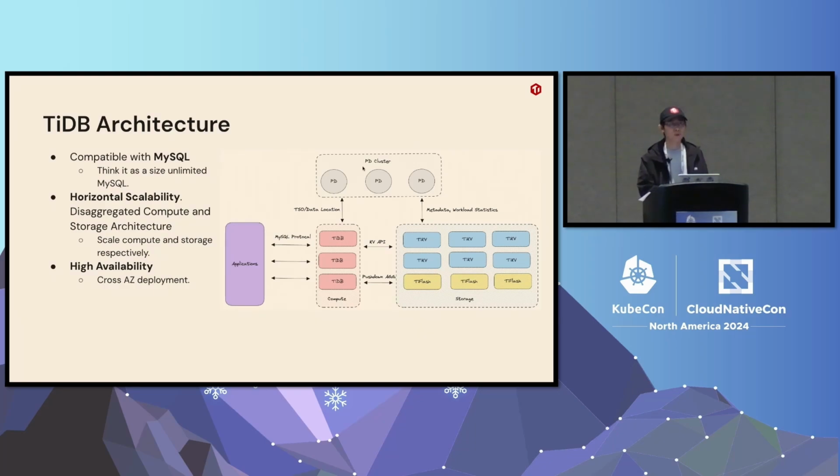So if you know TiKV, actually PD and TiKV are known as the TiKV. And meanwhile, we also have a column engine which can replicate the data from our TiKV engine in real time. So TiDB can query some heavy joining or heavy aggregation queries.